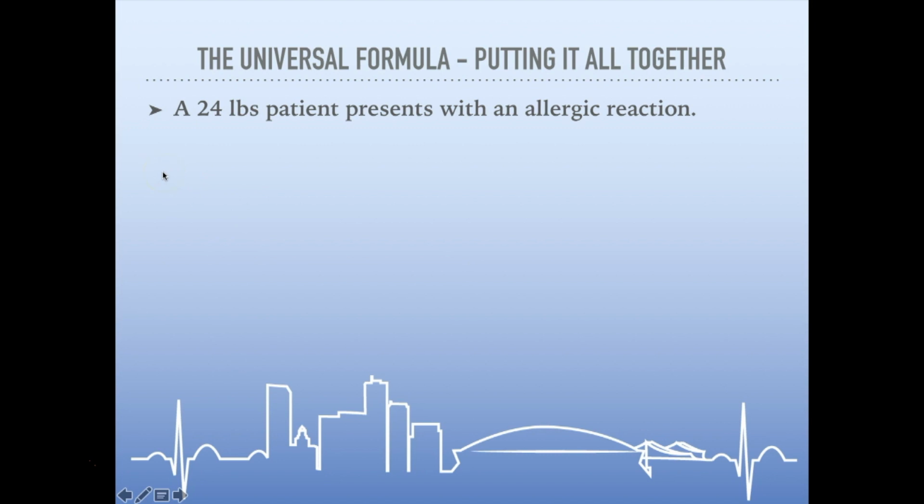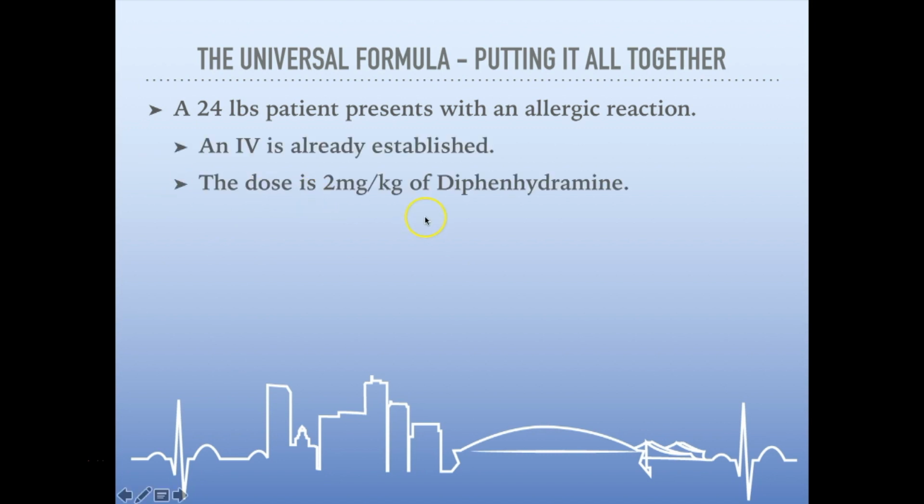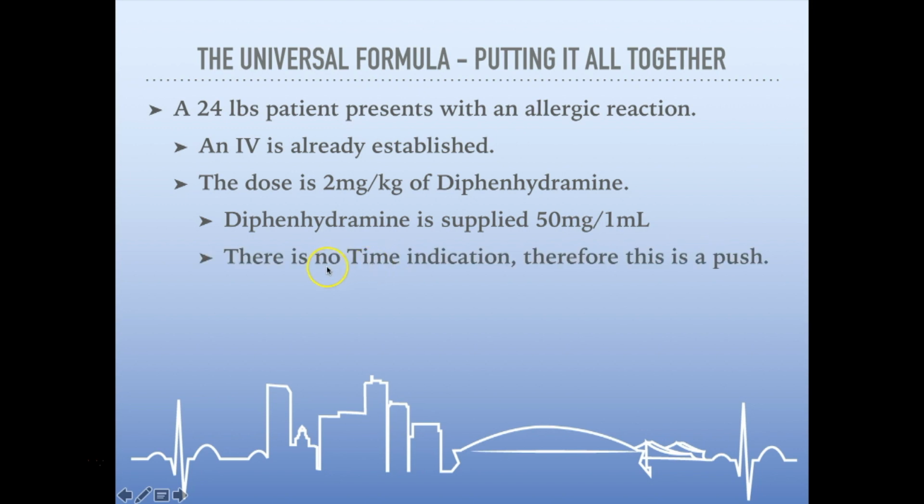This time we have a 24-pound patient that presents with an allergic reaction. An IV has already been established, and we're going to give diphenhydramine this time, and the dose is 2 milligrams per kilogram. The diphenhydramine is supplied 50 milligrams in 1 milliliter. There's no time indication, therefore this is an IV push.